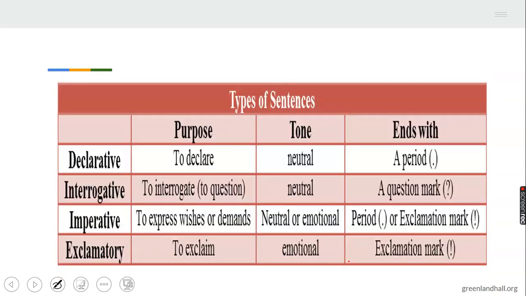Okay, let's quickly go to the types here. Declarative means to declare, and it ends with full stop. Interrogative means to ask question, it ends with question mark. Imperative means to express demand or wishes, and ends with full stop or exclamation mark. Then we have exclamatory sentence, is to exclaim, ends with exclamation mark. Okay, I hope you got that. It's able to show you what ends the sentence and what the sentence is all about.